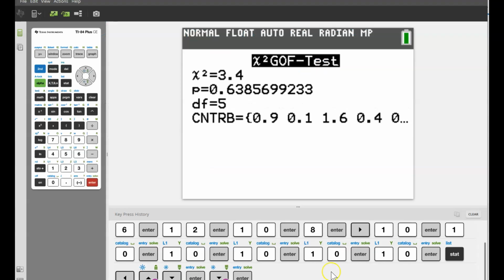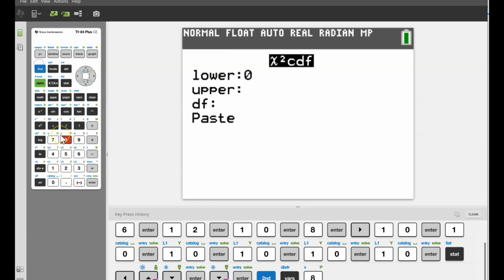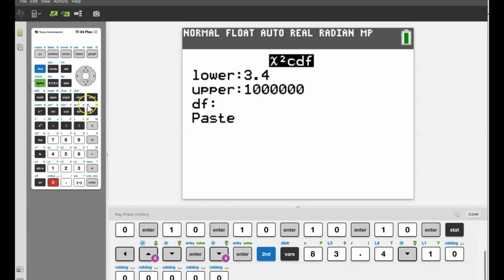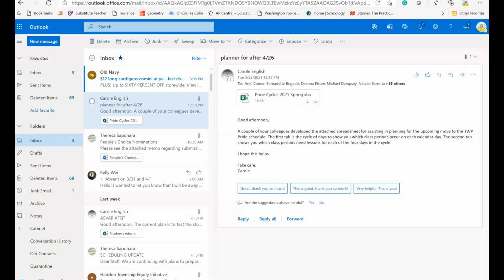And not a big surprise, maybe you've seen this on your calculator, but if we hit second and the vars key, maybe this jumped out to you, but you can see there's a chi-squared CDF, just like normal CDF, just like TCDF. So if our lower limit is 3.4, remember this is always a right-tailed situation, so we'll just put a really big number out there to the right, and our degrees of freedom is 5, we should get a p-value of 0.64. And it finds that area under the curve like we've been doing for a pretty long time now.